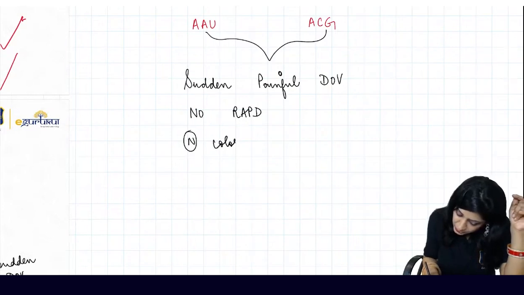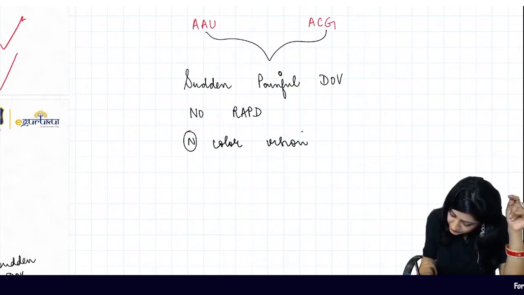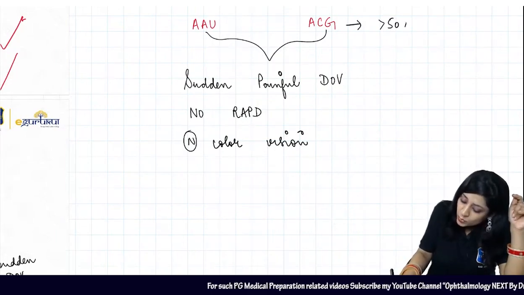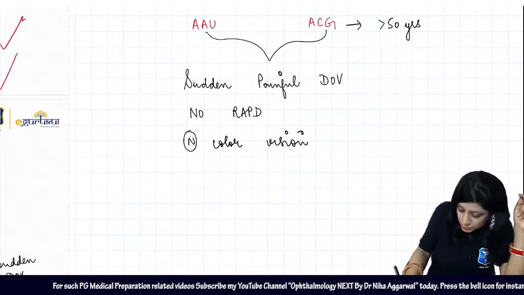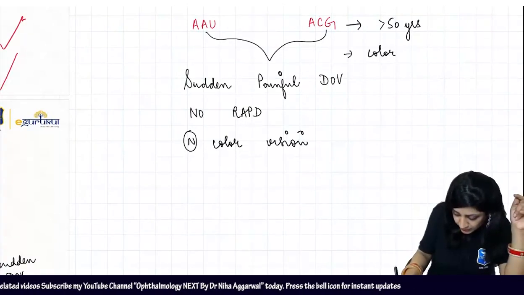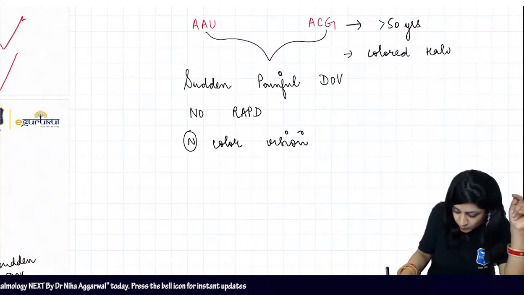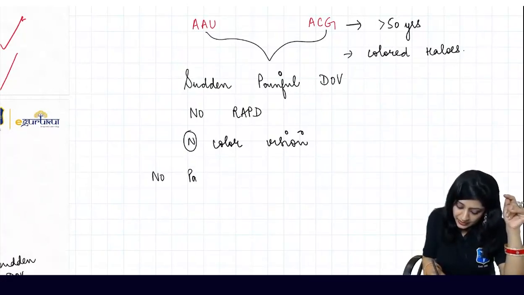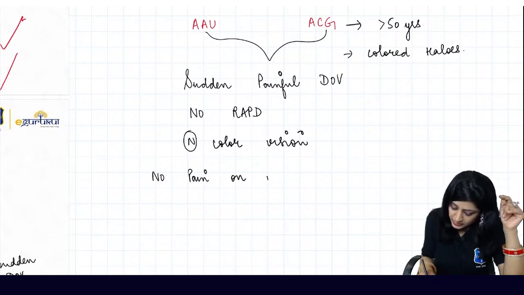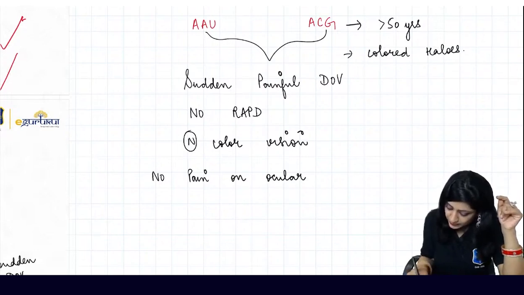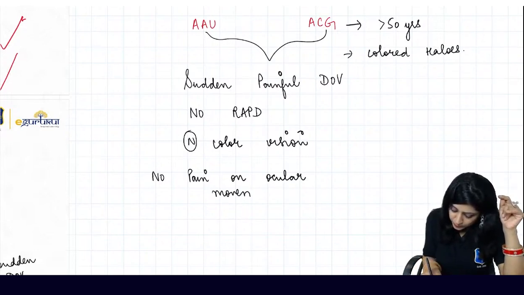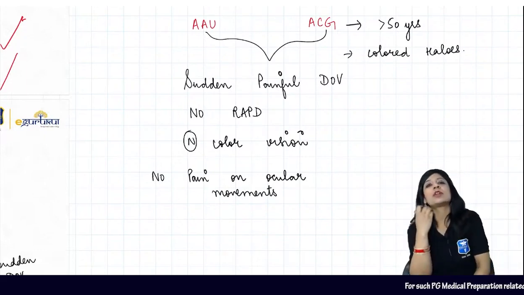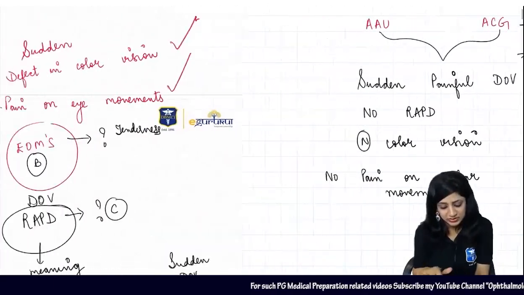There will be normal color vision. Plus acute congestive glaucoma will be found in more than 50 years of age. You should also have colored halos. So we are not thinking about this. There will be no pain on the ocular movements. So we are not thinking about acute anterior uveitis or acute congestive glaucoma.